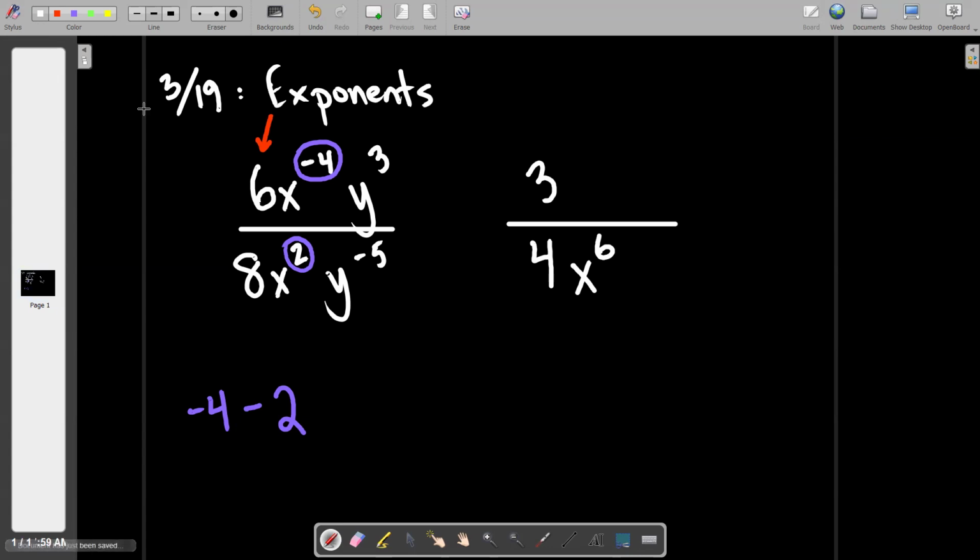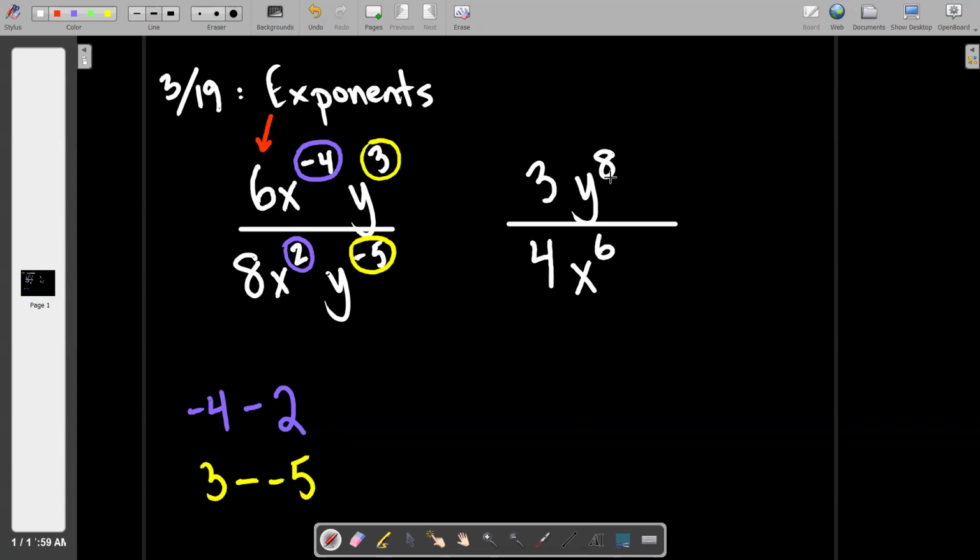Let's do it again. This time, let's do it for the y's. So I'm going to take the y power on top, 3, minus the y exponent on bottom. What's 3 minus negative 5? It is 8 because it's really 3 plus 5. And because it's positive 8, what are we going to do? We're going to put it upstairs, and you are done.